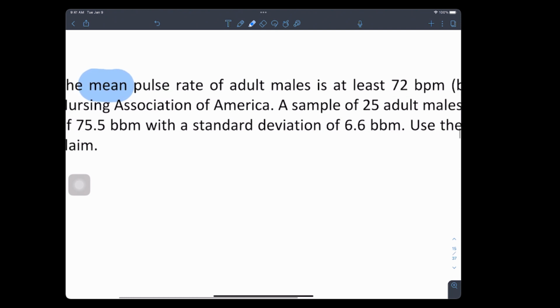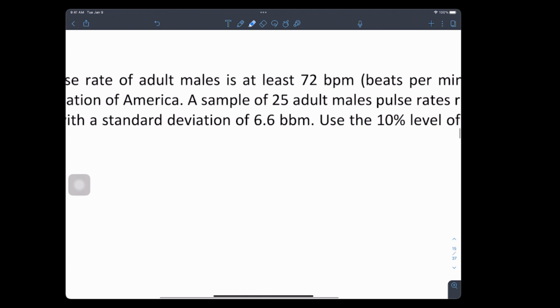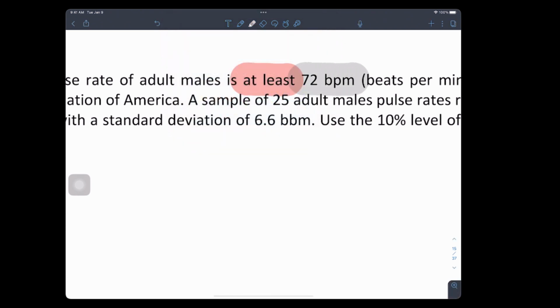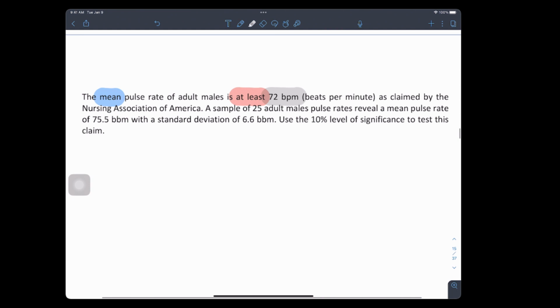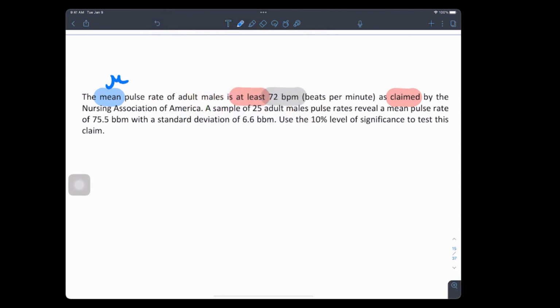The mean pulse rate of adult males, how about of terrible adult males, is at least, what? 72 beats per minute. This is in honor of those nursing majors, as claimed by the Nursing Association of America. How do we write at least? Isn't that greater than or equal to 72? And that is my what? Claim. Isn't it 72 or more?